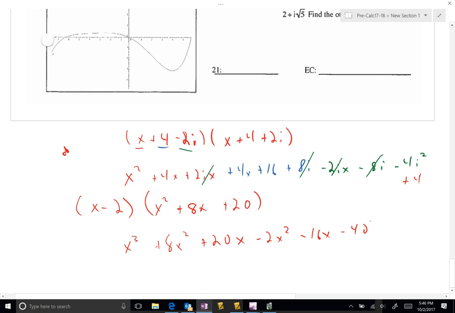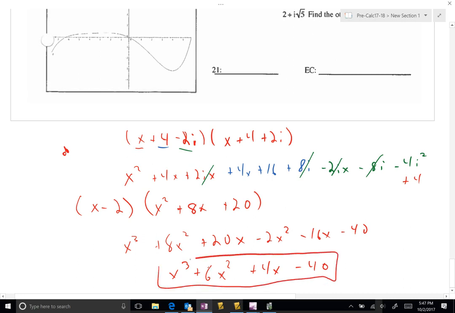All right, combining like terms, x cubed. That's going to give us 6x squared and 20x minus 16x gives us 4x and then minus 40. Okay. All right, and there's our cubic polynomial.